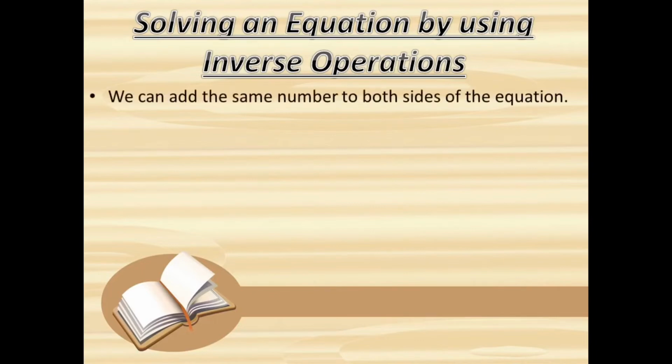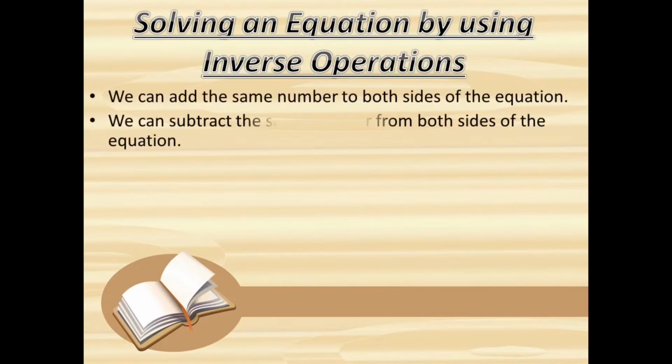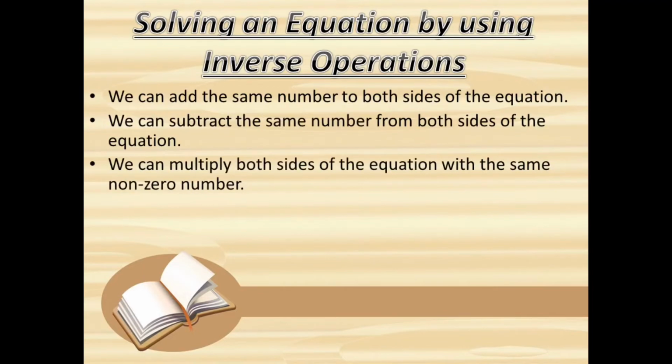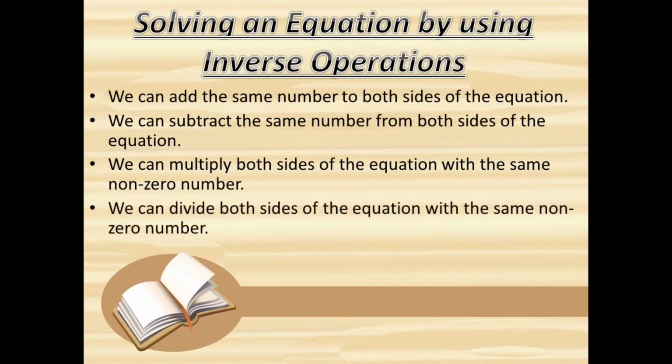Number 1, we can add the same number to both sides of the equation. Number 2, we can subtract the same number from both sides of the equation. Number 3, we can multiply both sides of the equation with the same non-zero number. Number 4, we can divide both sides of the equation with the same non-zero number. Now students, let us do some questions based on this method and it will clarify it more.